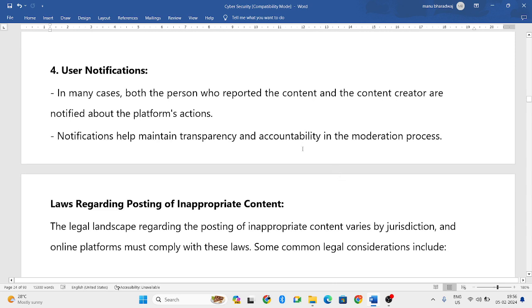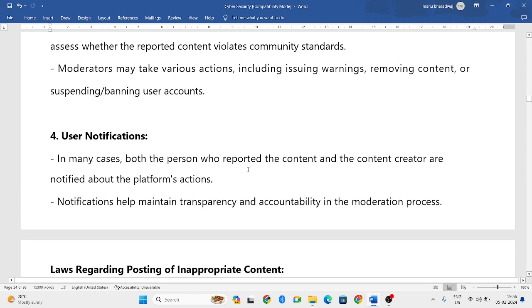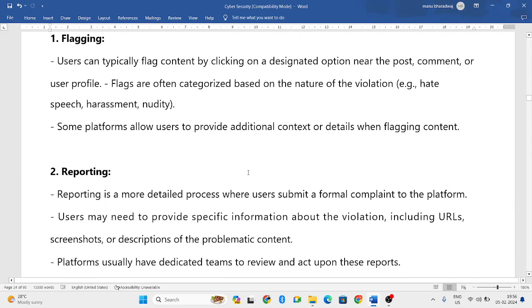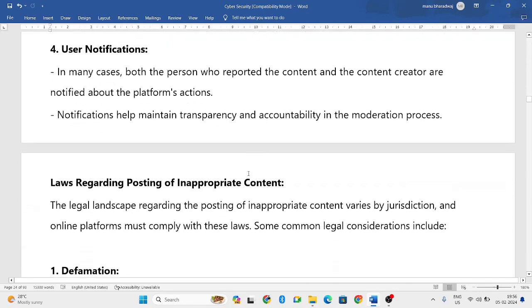Next, you have user notifications. Whatever actions they take, they will inform both the person who has reported as well as the creator of the content. For both of them they will send notifications. So this was all about the procedure of reporting, flagging, as well as moderation.